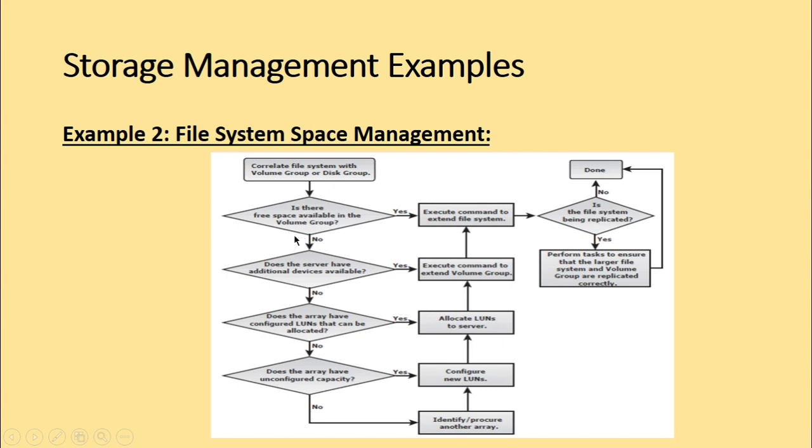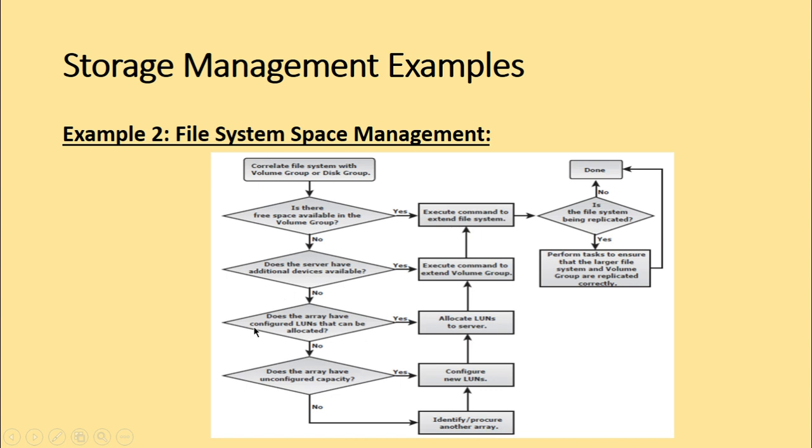Now, once the free space is available in the group, we execute the command to extend the file system, and we ensure that the file system is also replicated. If not, we check the second condition: does the server have additional space? If yes, execute the command to extend the volume group and extend the file system, and repeat this process.